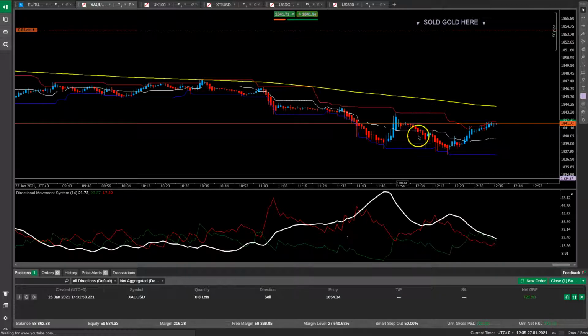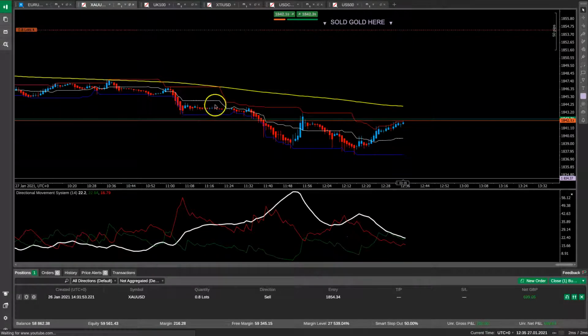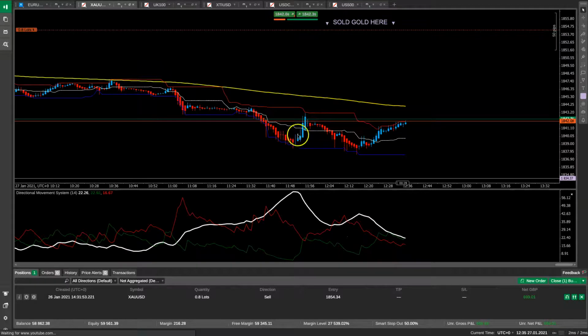This red and blue and white is a Donchian. The white in the middle is the 21 moving average. And basically anything below the 21, as you can see here, has been a downtrend. That's a little bit of a correction, still a downtrend. This could be a correction unless it goes above that.